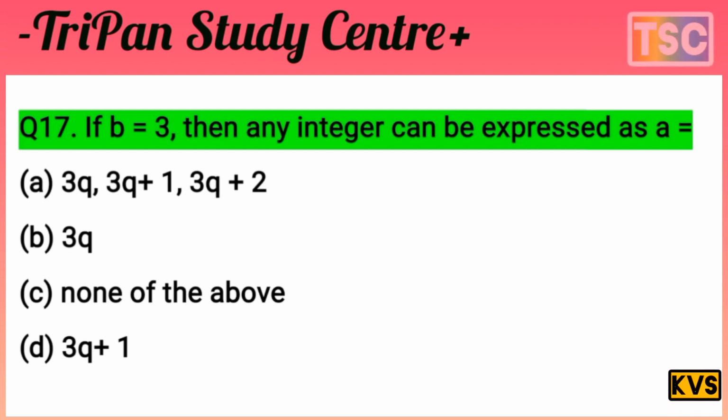The question is clear. If b is equal to 3, then any integer can be expressed as 3q, 3q plus 1 and 3q plus 2. Option D, 3q plus 1, is present in option A, and B, 3q, is also present in A. None of the above is nothing here. It means option A is the correct answer. Let's see the next question here.